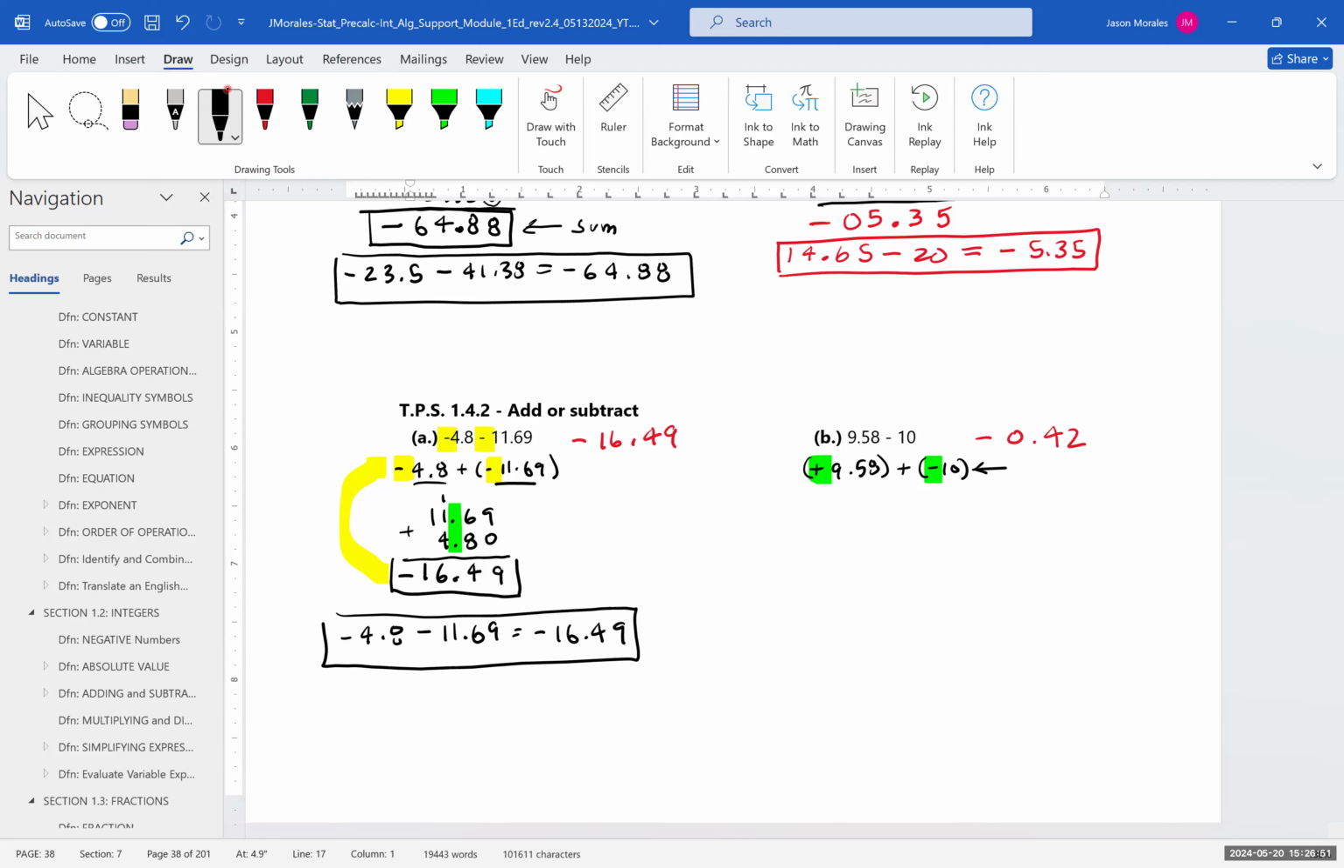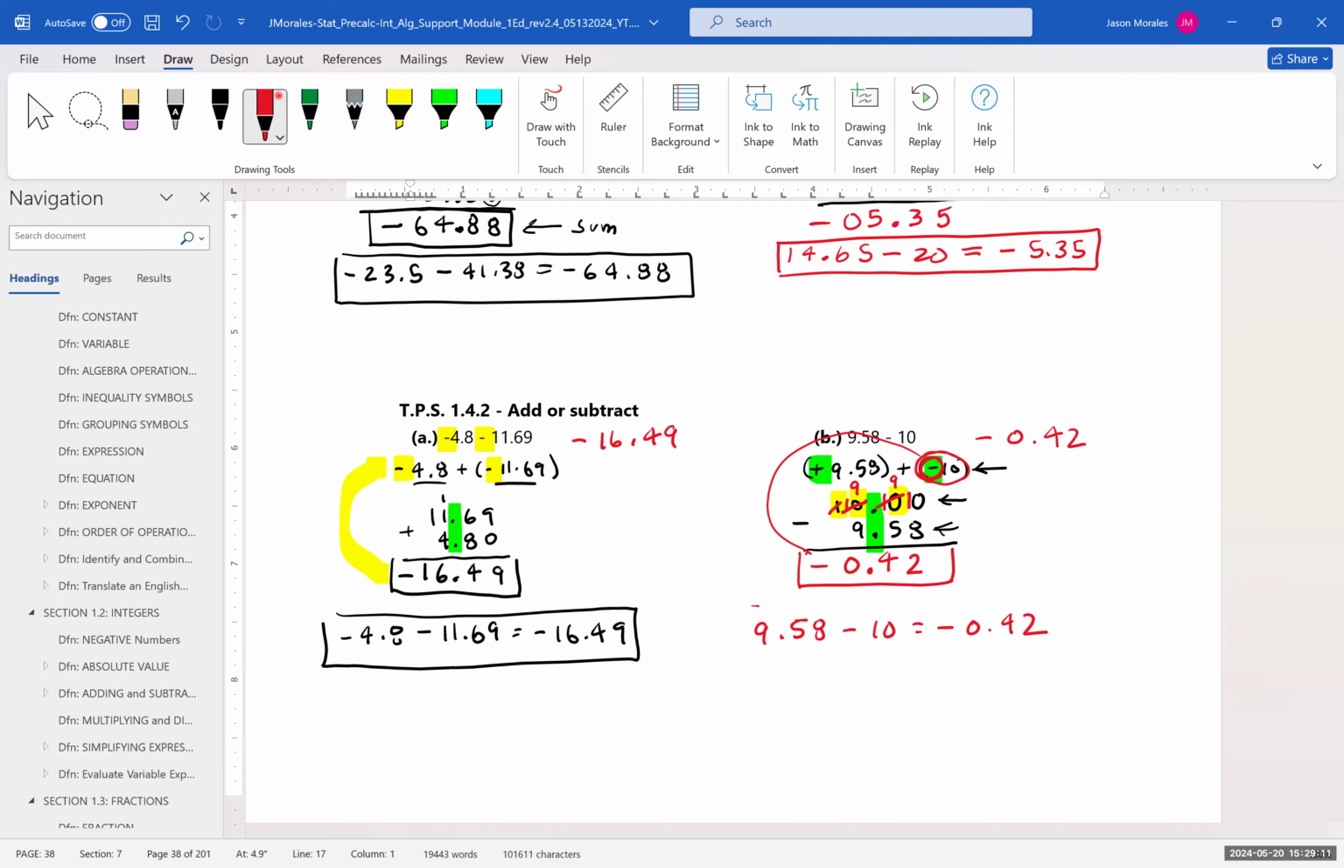And now we can do 10 minus 8. So 10 minus 8 is 2. And then in the tenths place, 9 minus 5 is 4. Bring down the decimal point. And 9 minus 9 is 0. Okay. Now between these two numbers, 10 and 9.58, 10 was the larger number, and it had a negative in front of it. So that means we're going to drop this negative down here, and that is our answer. So 9.58 minus 10 is equal to negative 0.42.